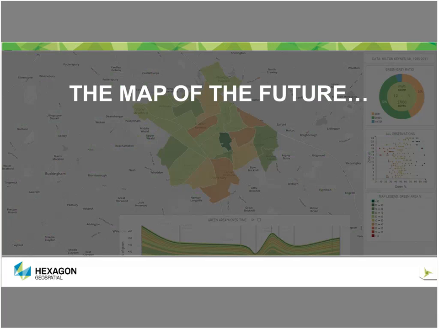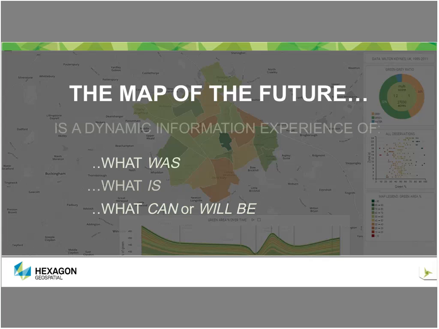We believe the map of the future needs to reflect not only what was, but also what is, and what can and what will be. This means that the map of the future needs to be more dynamic, it needs to be fresh, it needs to be portable, and I think most importantly, it needs to provide answers. It needs to provide new insights. The map of the future for us is a dynamic information experience that helps to solve these problems.